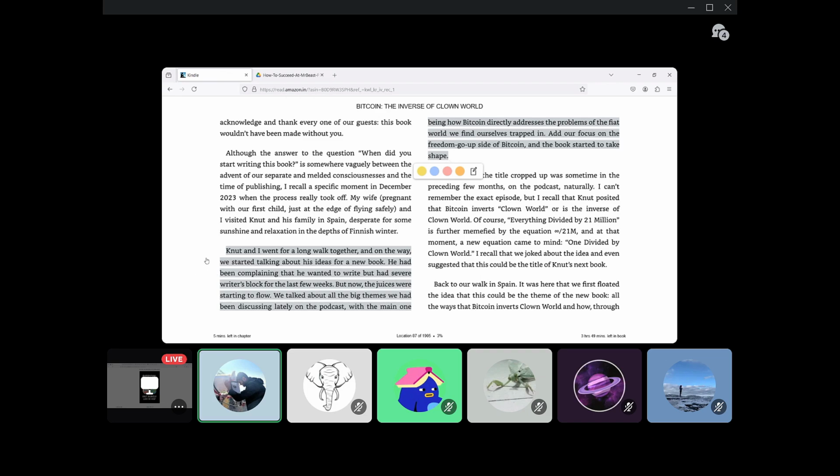Knut and I went for a long walk together, and on the way, we started talking about his ideas for a new book. He had been complaining that he wanted to write but had severe writer's block for the last few weeks. But now the juices were starting to flow. We talked about all the big themes we had been discussing lately on the podcast, with the main one being how Bitcoin directly addresses the problems of the fiat world we find ourselves trapped in. Add our focus on the freedom upside of Bitcoin, and the book started to take shape.